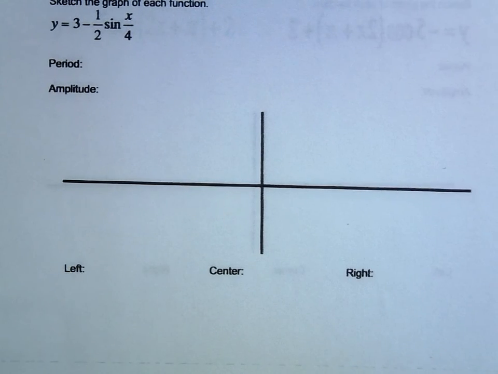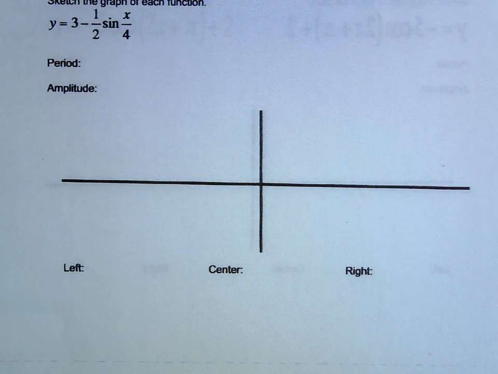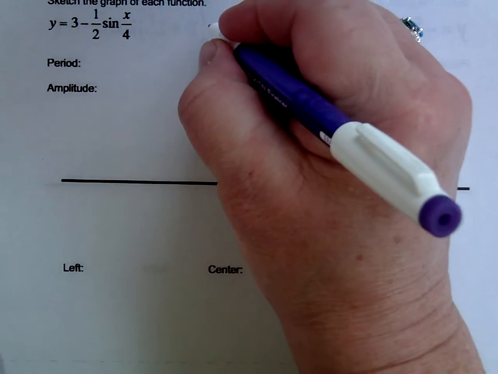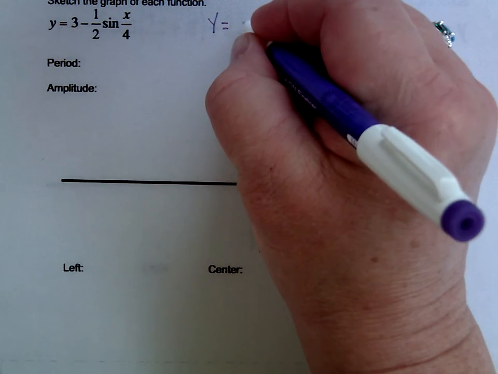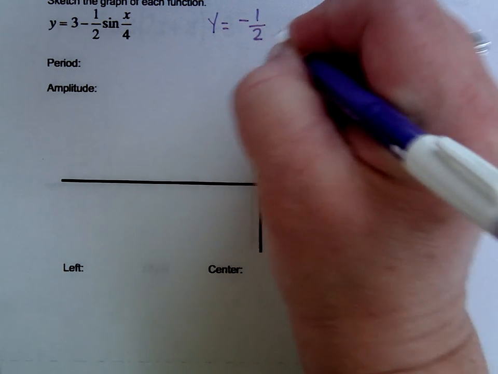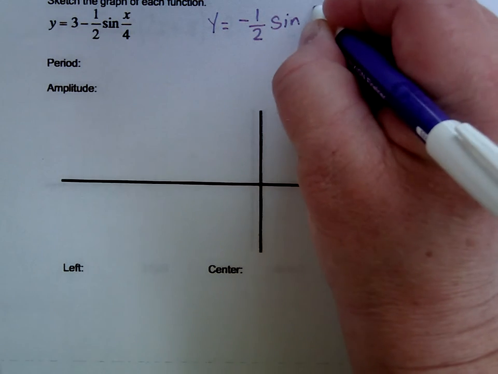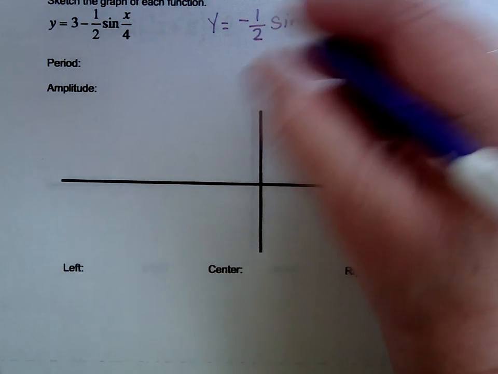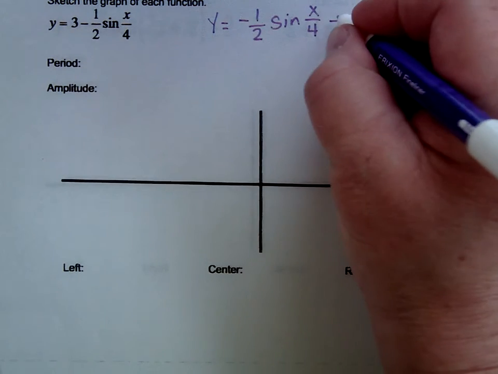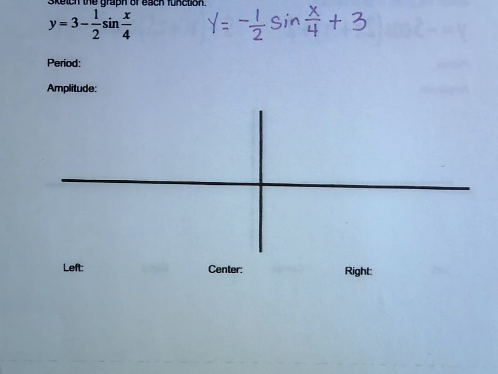This one they tried to trick you, and I will not do this on a test or a quiz. Here's what they really wanted to say, what they should have said if they were being nice to you. They would have said this. They would have said y equals -1/2 the sine of x over 4, and then see how this 3 is positive? They'd have put it on the back end here, +3.